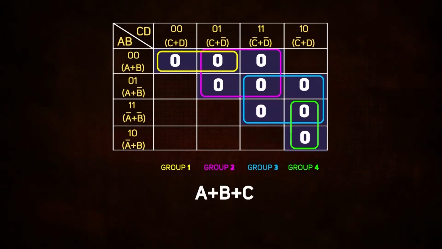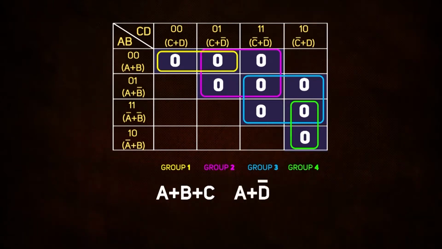This is a quad. So, 2 variables must be eliminated, right. Let us see how. Check the value of A and B over the quad. A remains constant, but B varies. So, B is eliminated. Then check the values of C and D. C varies, but D is in the same form, D complement. Hence, the final term produced by group 2 is A plus D complement.